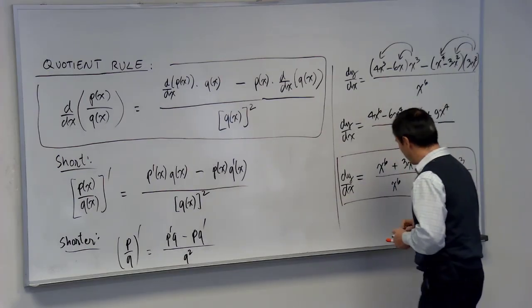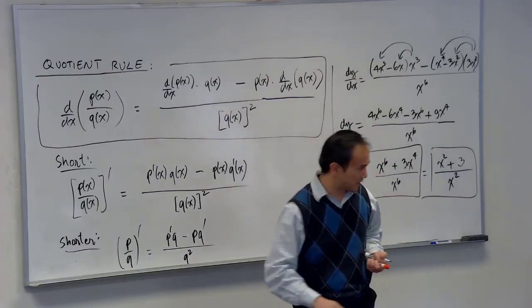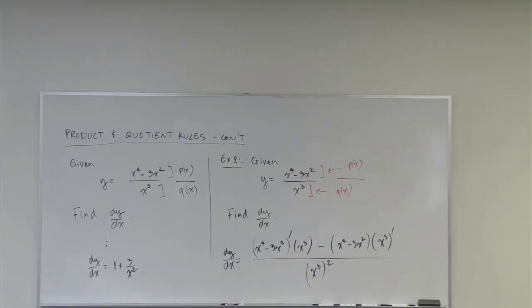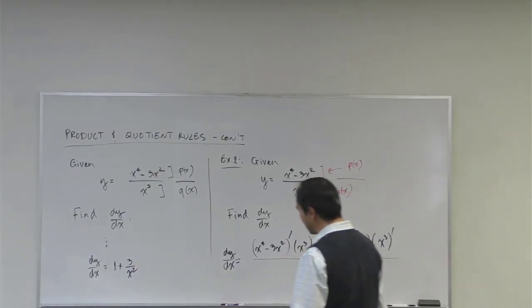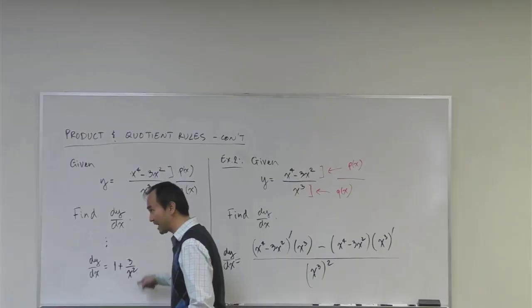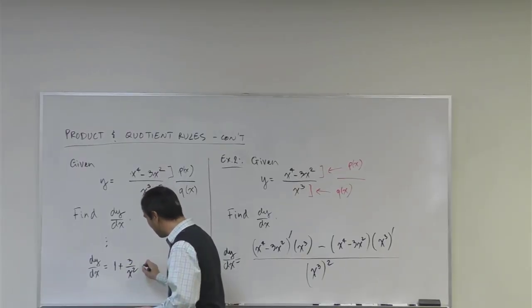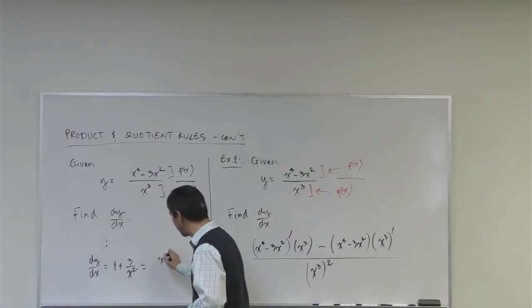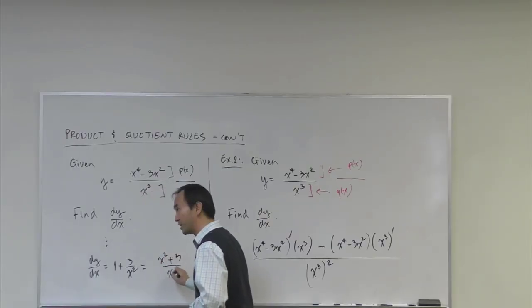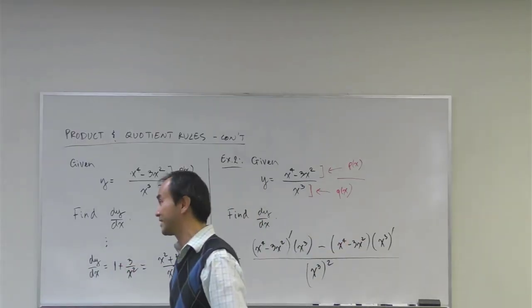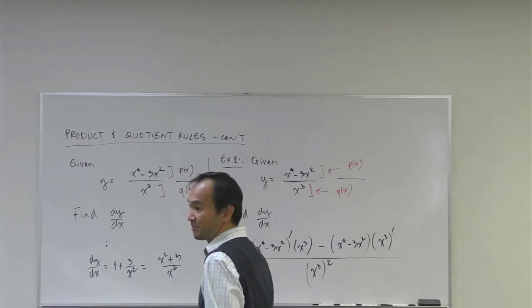Now the two answers we're looking at: the earlier method, without using the quotient rule, gave us 1 plus 3 over x squared, right? Think about adding these two terms and making that into one fraction. And yes, we're looking at x squared plus 3 over x squared. And that's how the two answers agree, right? The answer without the quotient rule and the answer using the quotient rule turn out the same. See what I'm saying? No?